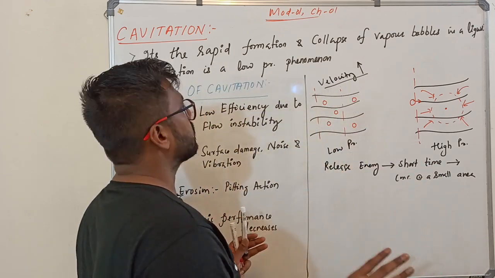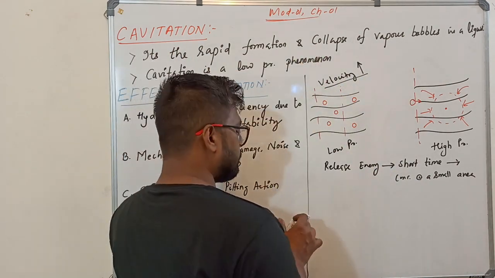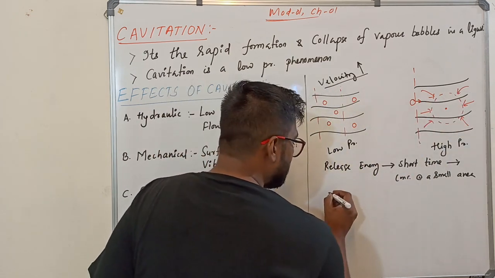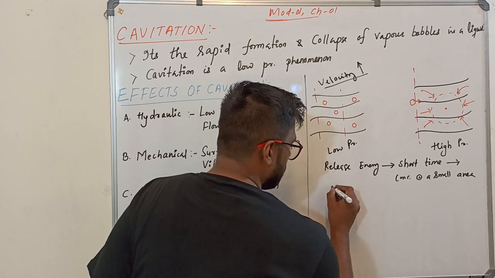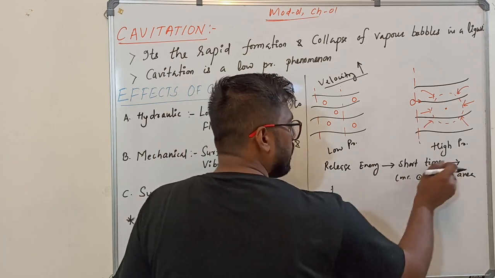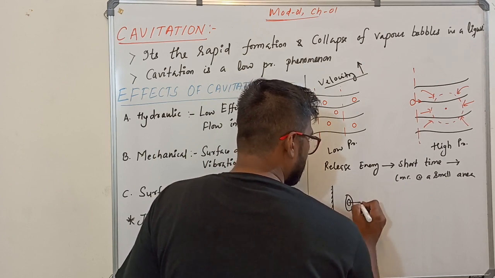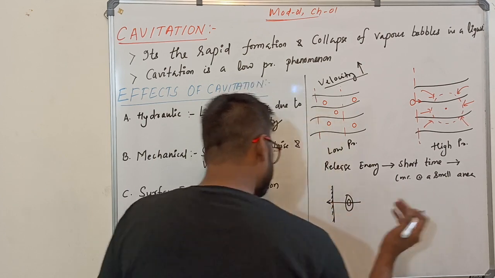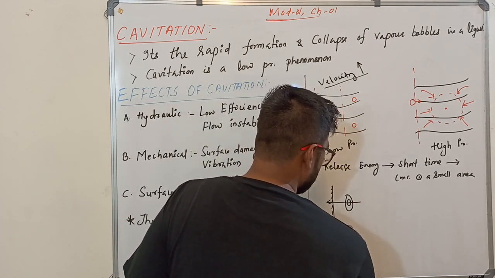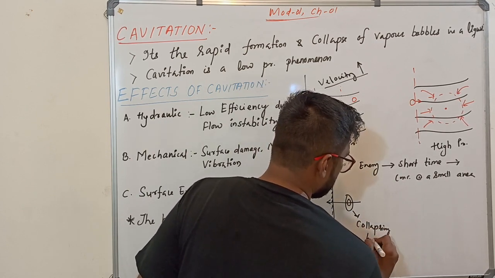Now this formation and collapse only we call cavitation. This phenomenon is cavitation. Now, this particular phenomenon is occurring near a solid surface. What happens when this occurs near a solid surface? The energy which is released causes a microjet formation, and that microjet will pierce through and damage the surface.